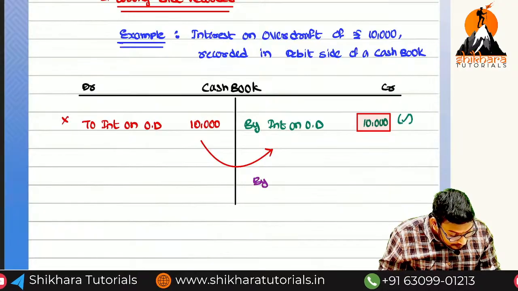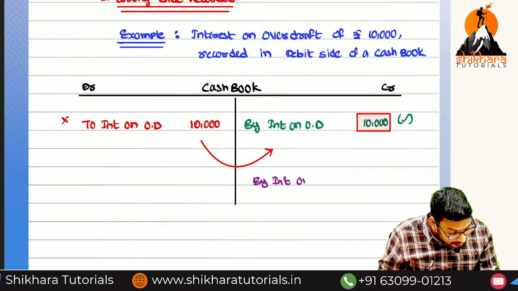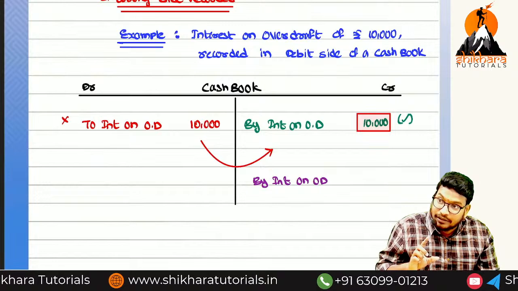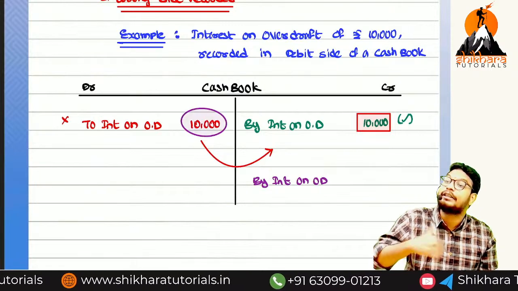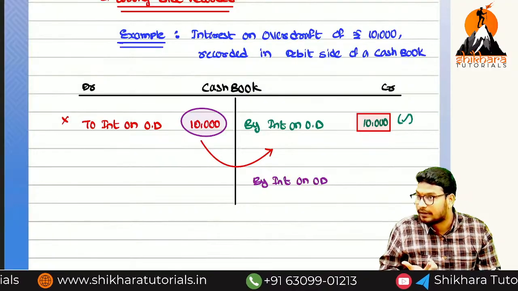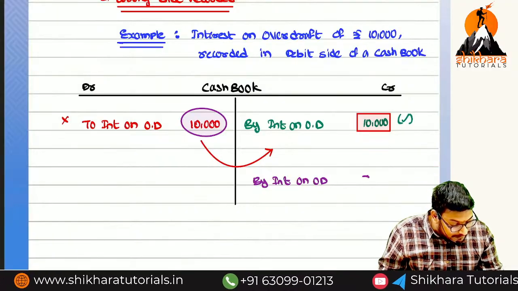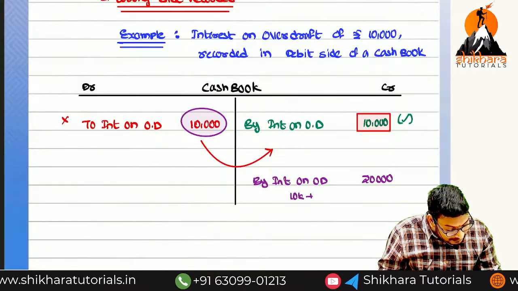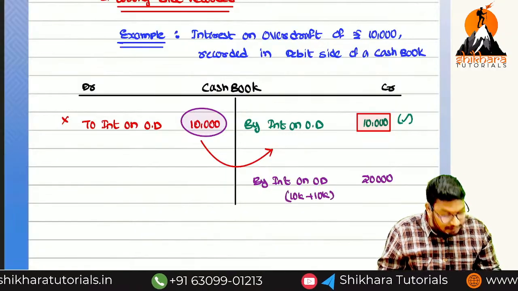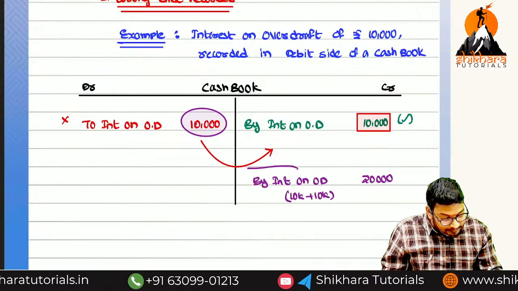So ultimately what is the effect we should give? By interest on overdraft, how much do we have to write? 10,000 for cancellation and another 10,000 for writing the correct one. Totally how much? 20,000. So 10,000 plus 10,000. Are you getting the point? Now this is the effect we have to give.